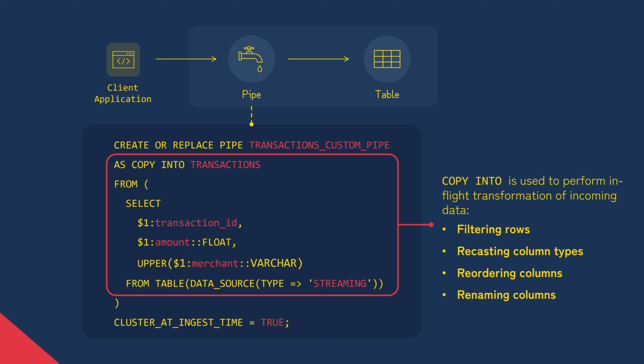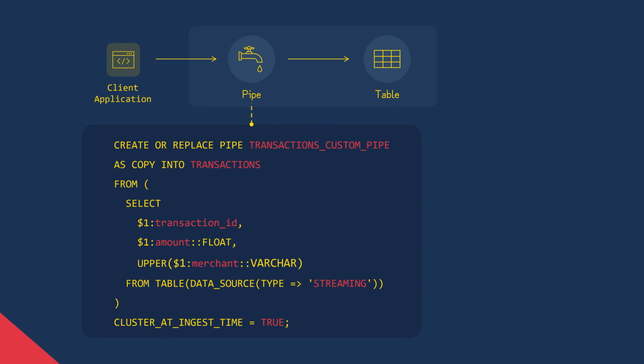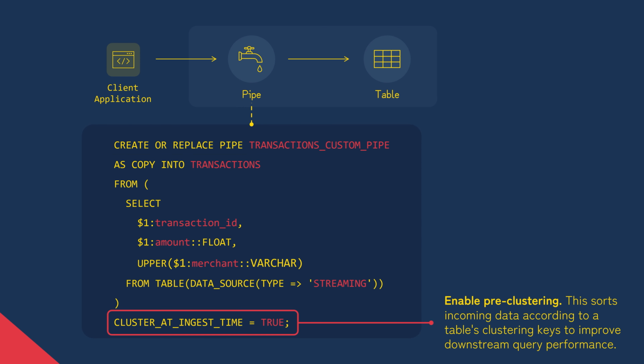This includes filtering rows, recasting column types, and reordering or renaming columns, all of that being done as the data is being ingested. You can also enable something called pre-clustering by setting the cluster at ingest time parameter to true in your copy into statement. This will sort the incoming data according to your table's clustering keys at ingestion time, if they're defined, to improve downstream query performance on those keys.